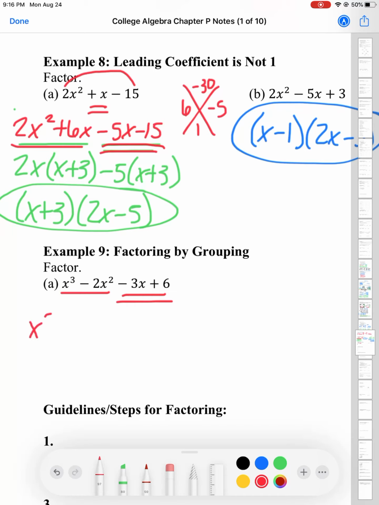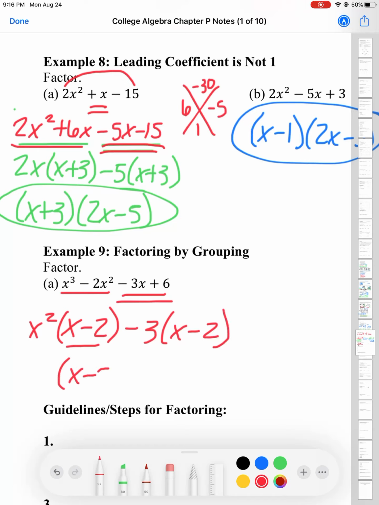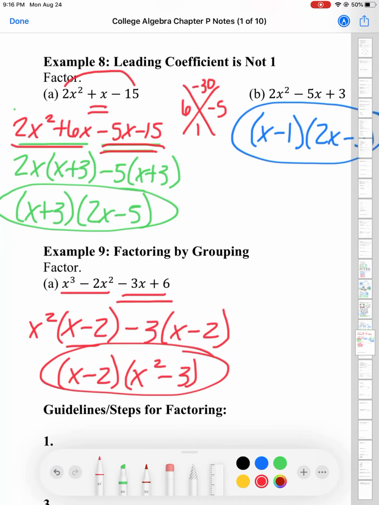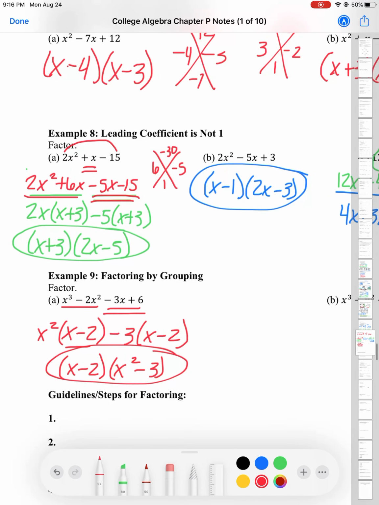So out of this first group, we can pull an x squared, and we're left with x minus 2. So remember, we want x minus 2 when we pull something out of this second group. So I'm going to pull out a negative 3, and I get x minus 2. So I get x minus 2 times x squared minus 3 as my answer.